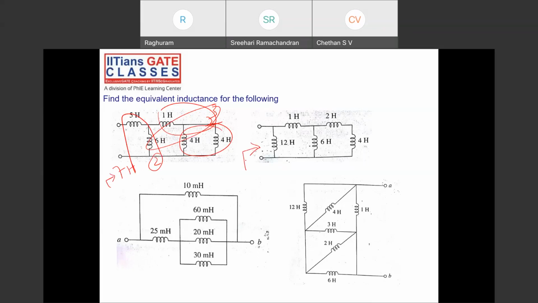Here again. 4 and 2, 6. 6 and 6 is 3. 3 and 1 is 4. 4 and 12 is 3. 3 Henries. 60, 20, 30.